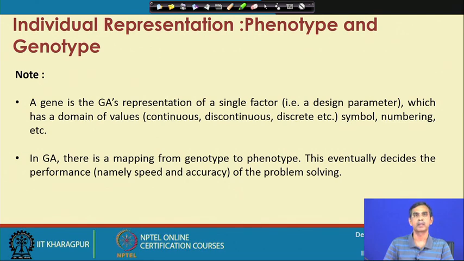In GA, in fact, there is a need for mapping from genotype to phenotype. That means, for each factor or design parameter that is there in the phenotype, how to map it to some values, that is the genotype. This eventually decides the performance of the algorithm, that means the efficiency and accuracy of your problem solving. If you design the encoding scheme effectively and properly, then you can get the result at the earliest and also the correct result.